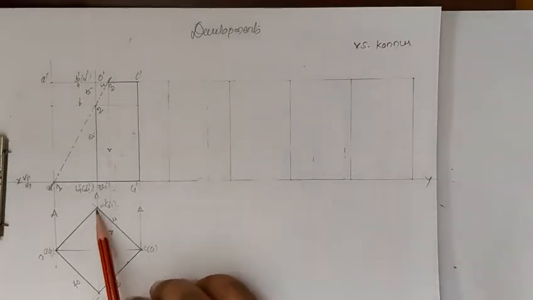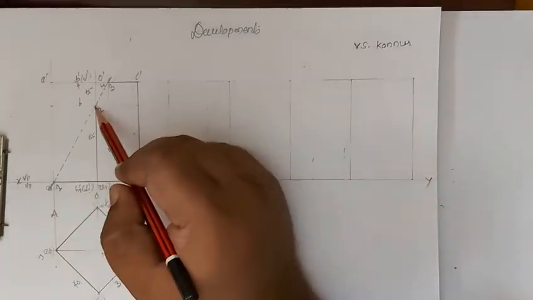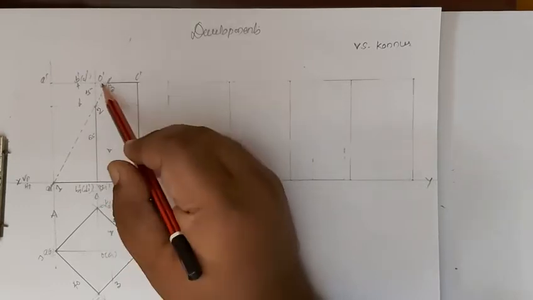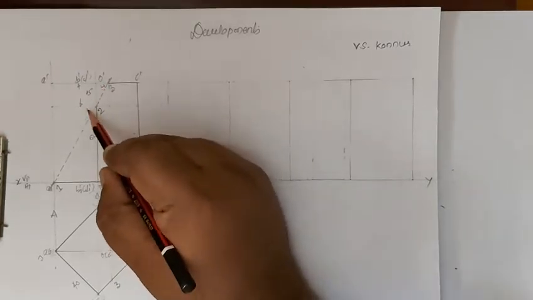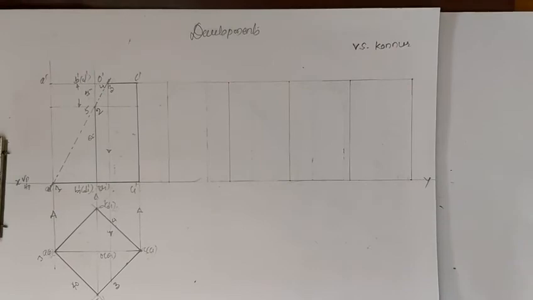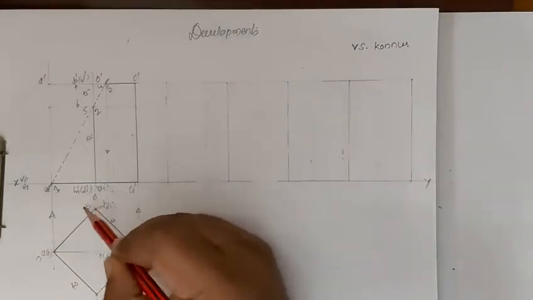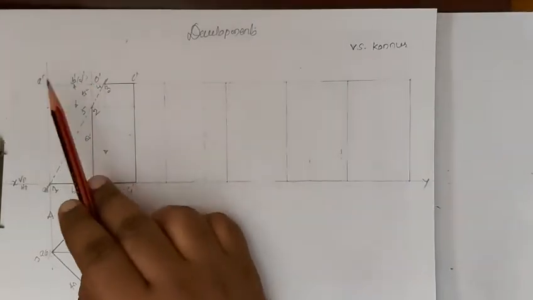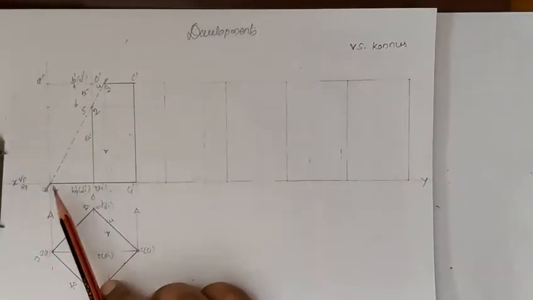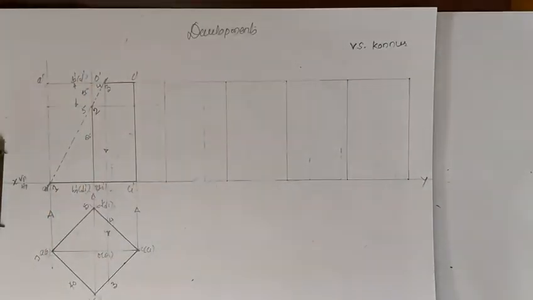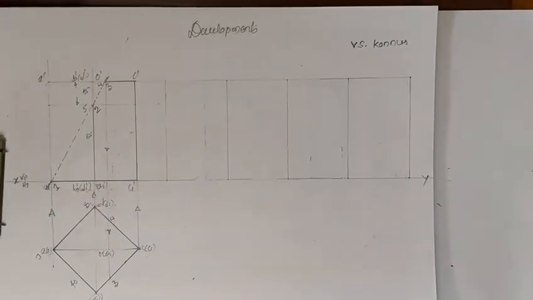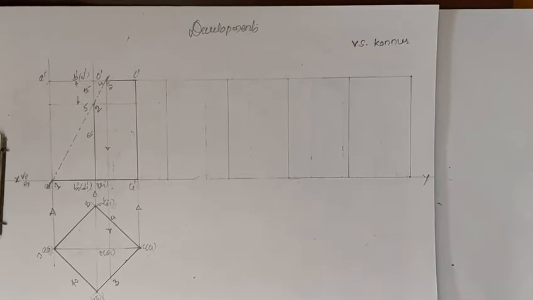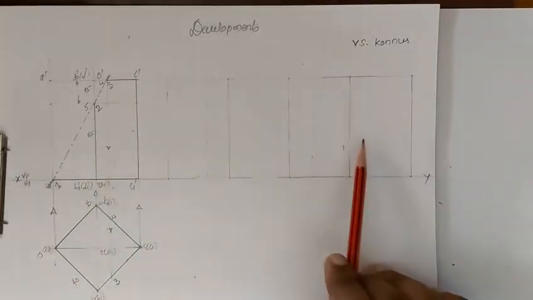Then go for D D1. D D1 there is a cut, so make it as 5. Right, here 5. Then D1 to A1, D to A. There is no cut, leave it as it is. 5 numbers we got. And next procedure, you have to develop this, you have to open this.